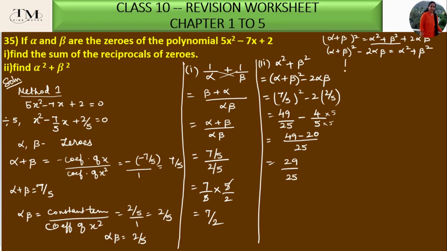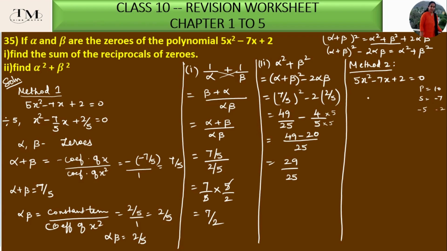So this is one method. The second method is to find out the zeros and substitute the values. What is the equation? It is 5x square minus 7x plus 2 equal to 0. Now here the product is 10 and the summation is minus 7. So 5 into 2 is 10. We need minus 7, so put minus 5 and minus 2. So it is 5x square minus 5x minus 2x plus 2 equal to 0.